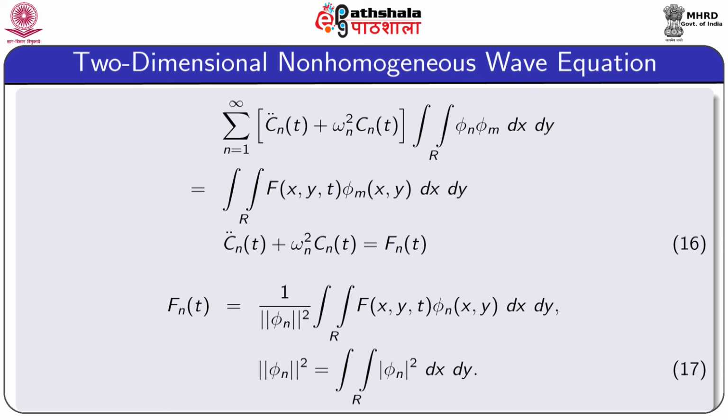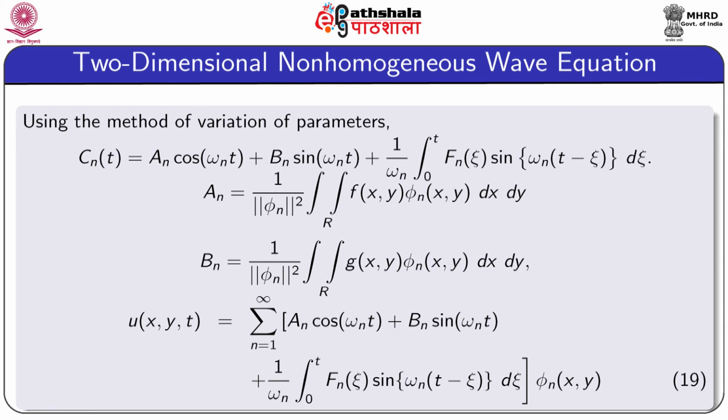This is the expression for capital Fn, that is given by equation 17, and we also know the eigenfunction phi n. So, this is the eigenfunction solution of the two-dimensional non-homogeneous wave equation. We have already defined eigenvalue and eigenfunction of a Laplacian operator. We have also shown how to find the solution of a partial differential equation in terms of eigenfunctions.